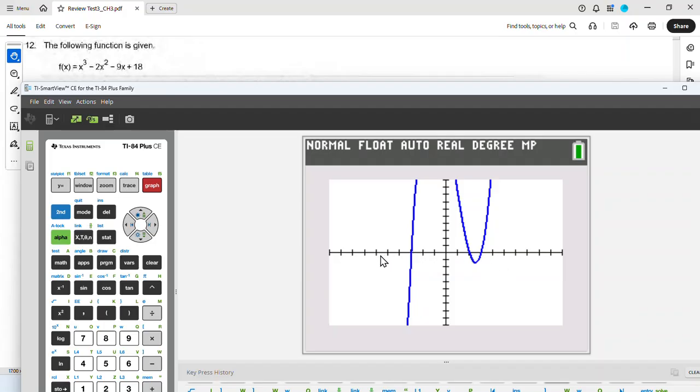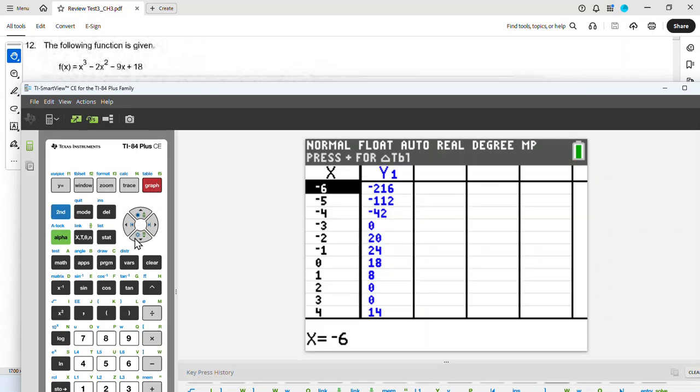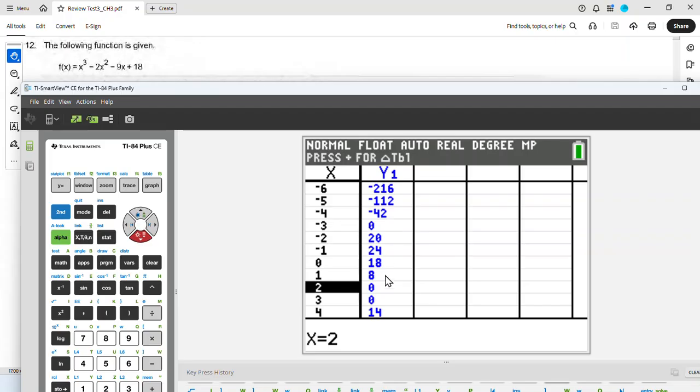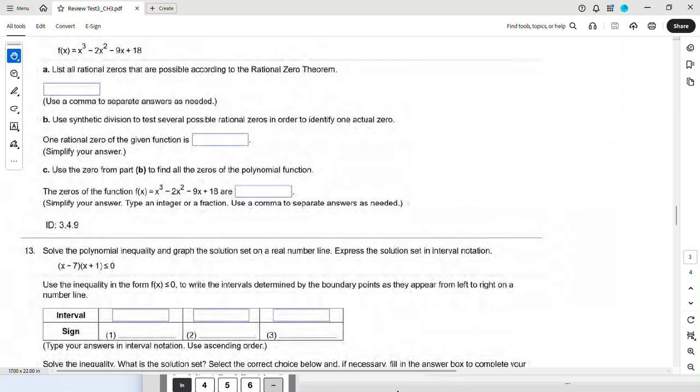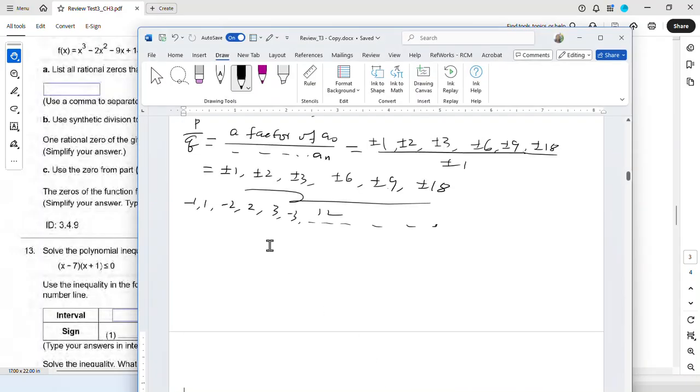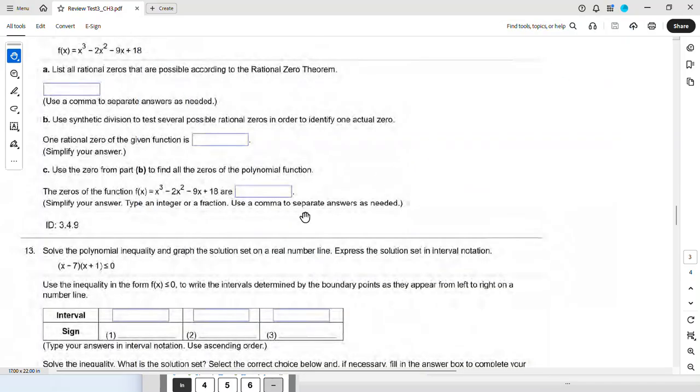All right, and then if you want, you can go to the table to double check. Okay, so it looks like when x equals negative 3, y is 0, right? And then when x equals 2, y is also 0. When x equals 3, y is also equal to 0. And are these in our possible zeros? Yeah, we have 2, 3, something like that. These are all in our possible zeros.